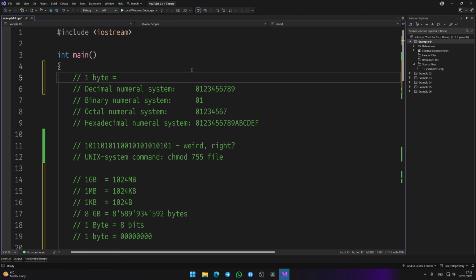One octal digit represents exactly 3 bits. Numbers from 0 to 7 can be written in binary as 000 to 111.